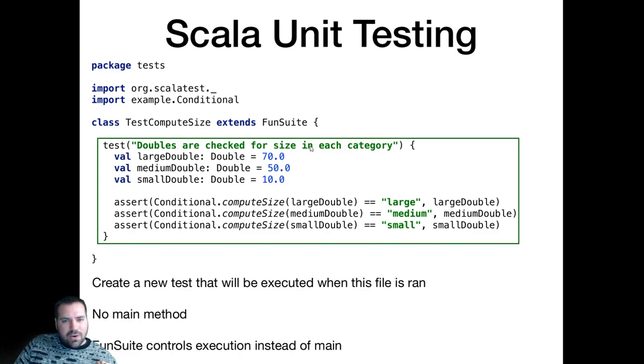But the code in this block of the test is going to be executed when this file is run as a test suite. So there's no main method. There is actually a main method defined in FunSuite. It's buried under a bunch of other functionality. We don't have to worry about it. We just have to worry about the tests that we write.